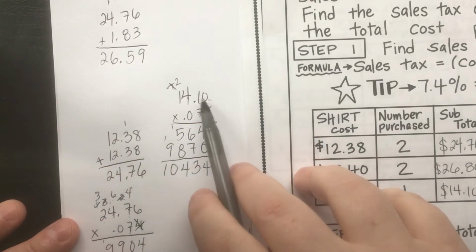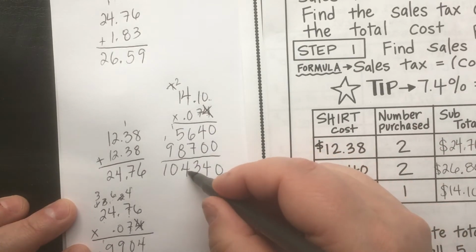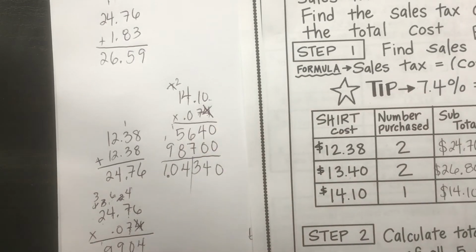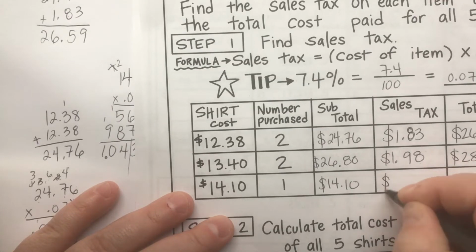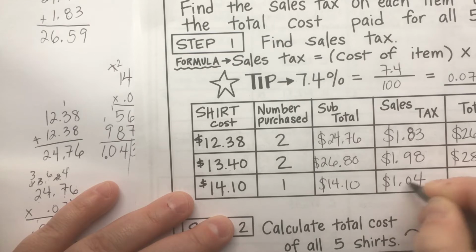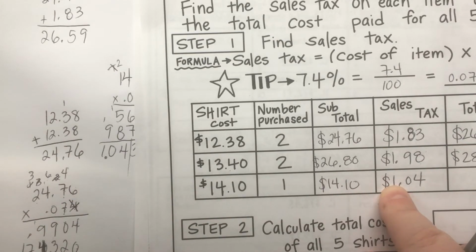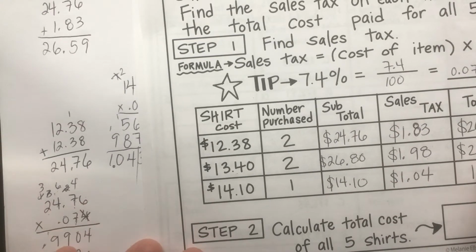Okay, how many decimals? 1, 2, 3, 4, 5. And money. Boom. So our tax is $1.04. Okay, $14.10 plus $1, $15.10 plus 4 cents. $15.14.